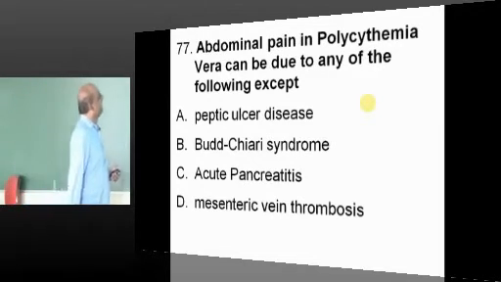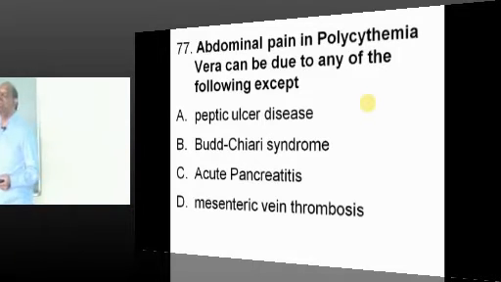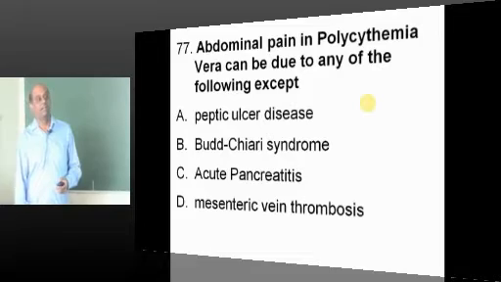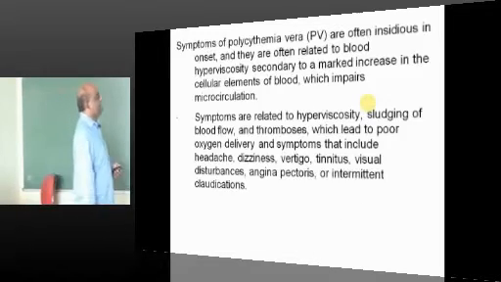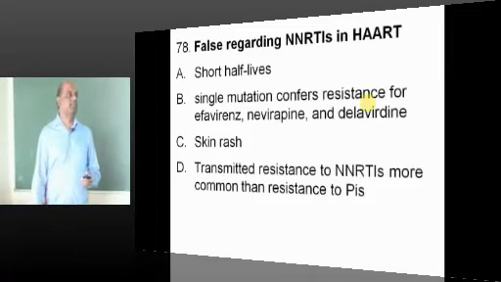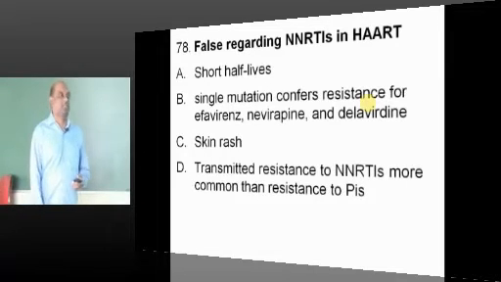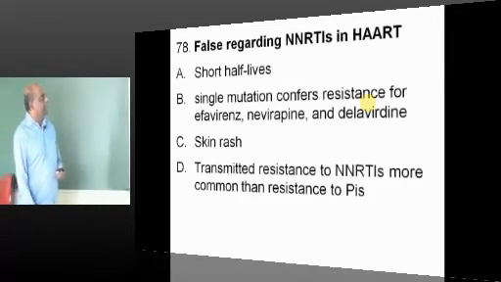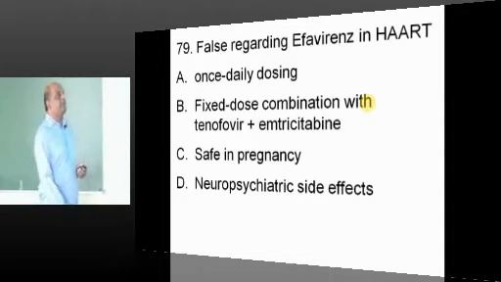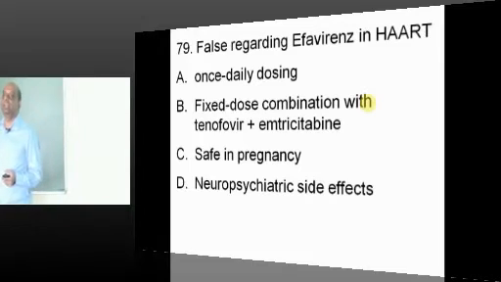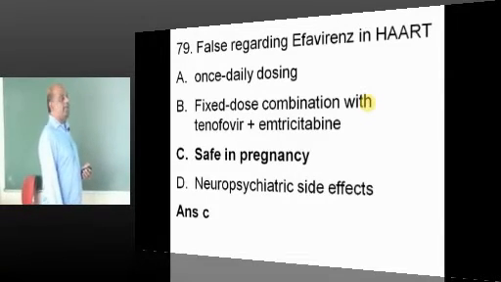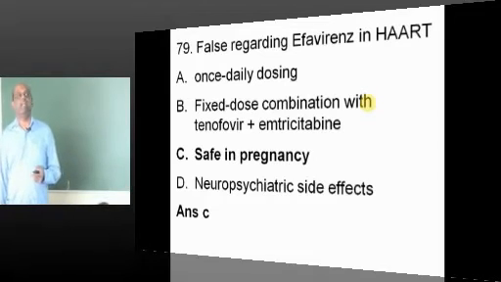Okay, doctor. Now abdominal pain in polycythemia, what is the EXCEPT? C, pancreatitis. That is right, pancreatitis is not a part. What is wrong about NNRTIs? A. Very good, they have a long half life, not a short half life. What about efavirenz? Not safe in pregnancy. C. That is good, they are unsafe in pregnancy; don't give it in the first trimester is the rule.